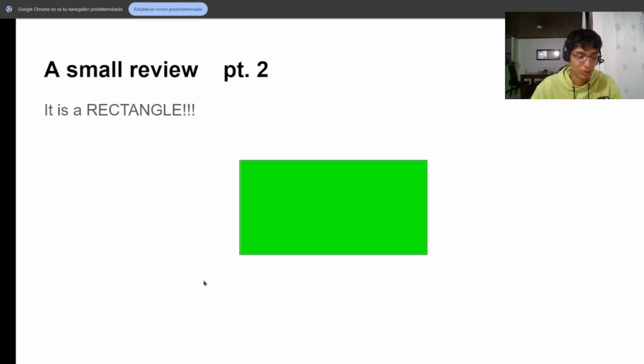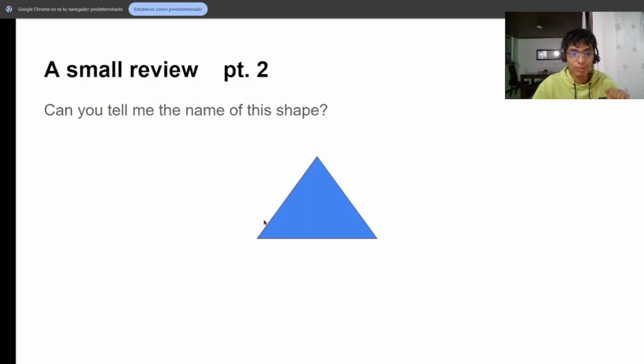So would you like to try to put it on the structure? Like the rectangle is green. Perfect, guys. That was perfect. So the rectangle is green.